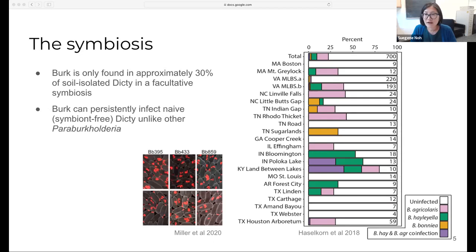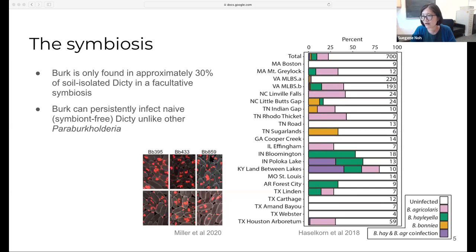The Burk that are found in Dicty are actually only found in roughly 25 to 30% of all wild Dicty. This figure shows, across a bunch of different wild Dicty isolate populations, the proportions of the 3 different symbionts found in lots of different host strains. These color-coded boxes indicate how often you see these different types of symbionts. Across all of these, there's quite a bit of variation in how often these symbionts co-occur with their hosts. Like the other ones that I showed in the figure previously, these are intracellular symbionts.